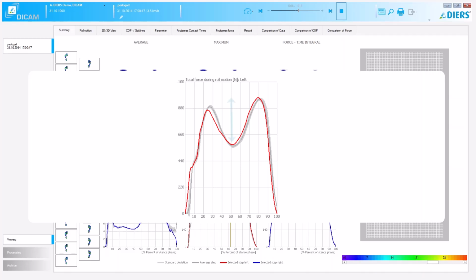Also, the lowering in the middle of the graph should not present itself too much off the body weight. A lowering to less than 60% of the body weight can be observed, for example, on a medial collapse pattern.